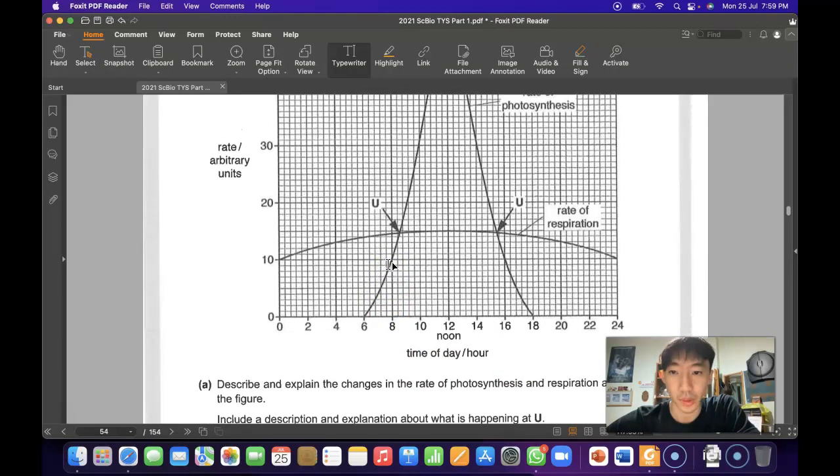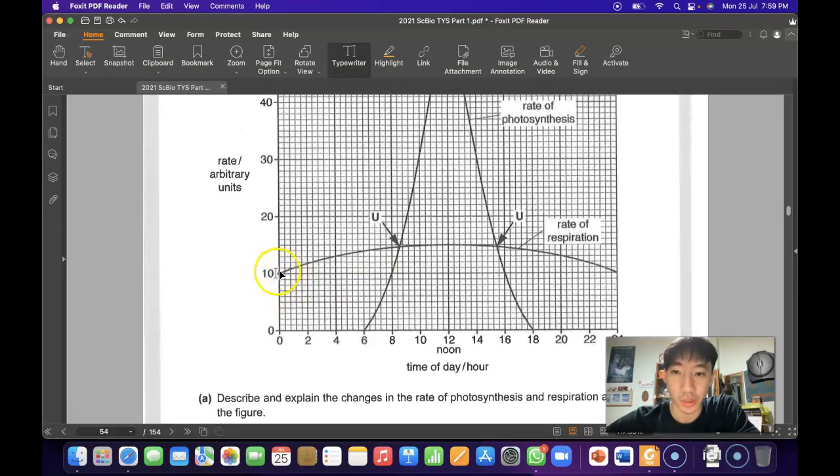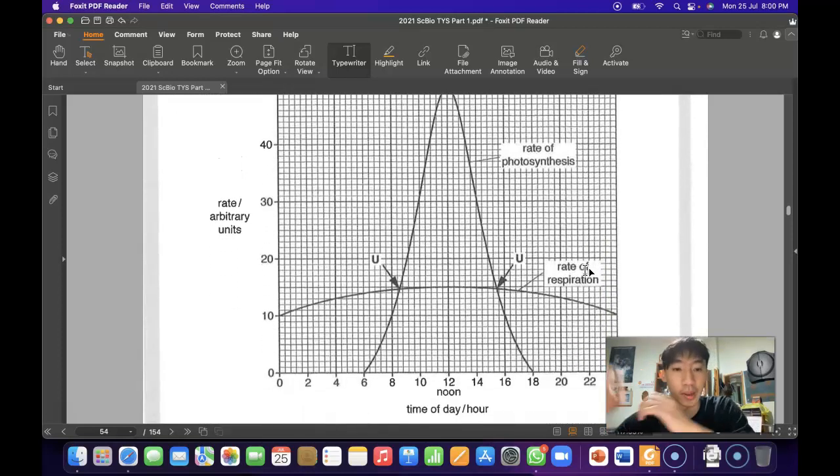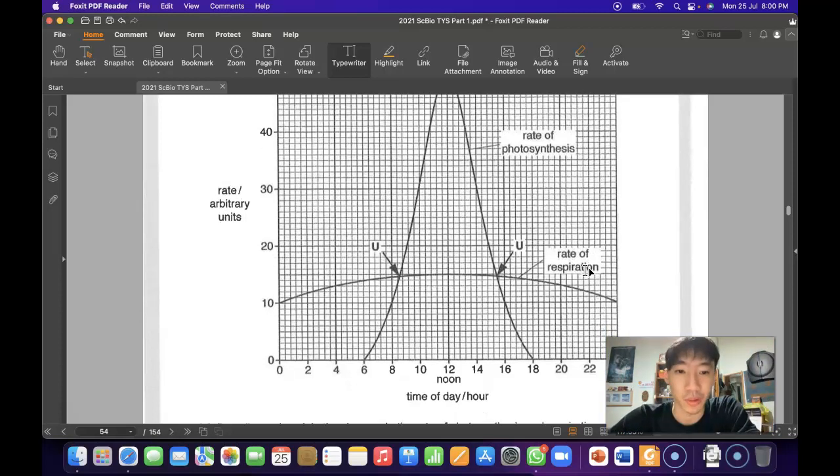To sum it up, let's talk about the rate of respiration. The rate of respiration is increasing slightly throughout the day until it hits about 12 noon, then it starts to decrease again. Why is it increasing this time instead of constant, as what we saw in the previous graph? Most likely the graph is trying to represent that the plant is a bit more active during the day. When the plant is more active, the flowers are in full bloom and whatever. There is more activity happening during the day, so that's why the rate of respiration is higher.